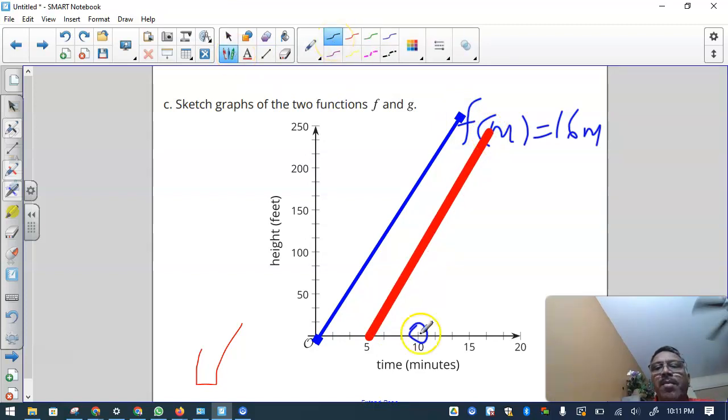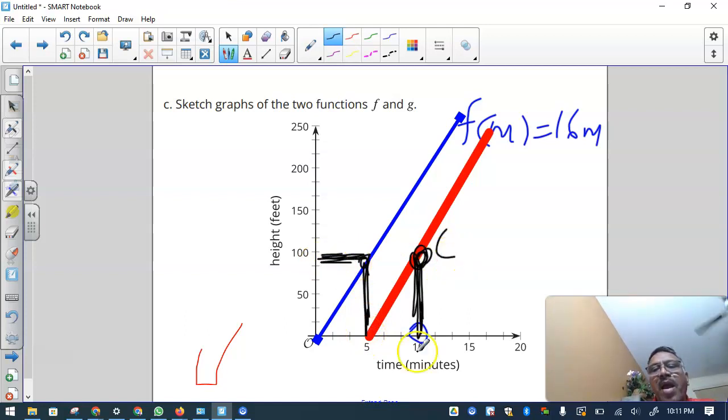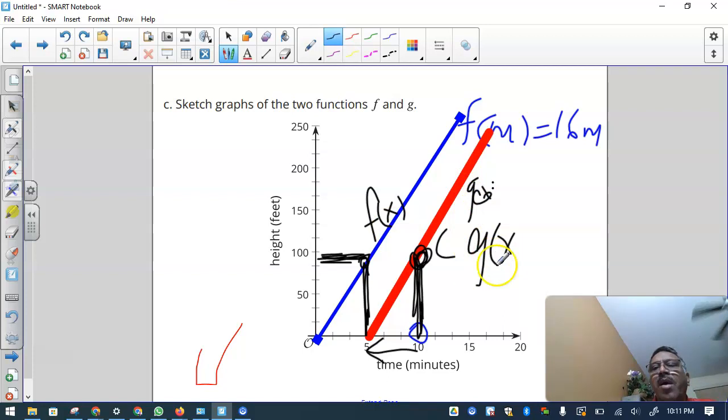So at any point, let's say at 10, this point and this point have the same output, which is almost like 90 maybe. So 5 minutes before, f's output is the same as g's, and that's why you write the new one as 16 times (m minus 5). Hope that helps.